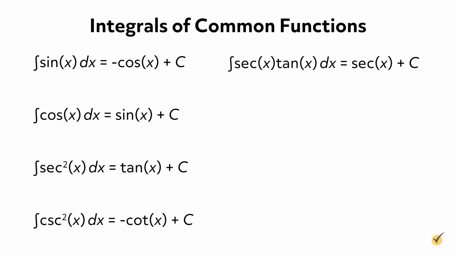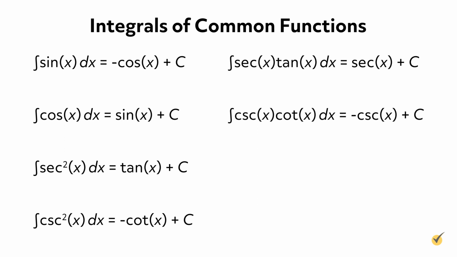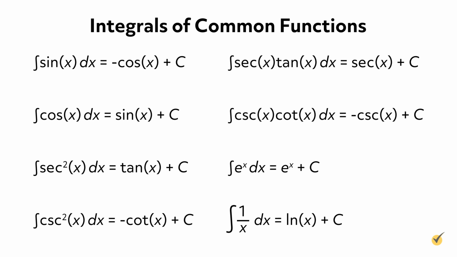The integral of secant of x times tangent of x is secant of x plus a constant c. The last trig integral I have for you is the integral of cosecant of x times cotangent of x, which is negative cosecant of x plus c. Since the exponential function e to the x is its own derivative, it should come as no surprise that it is also its own integral. And finally, the integral of 1 over x is the natural log of x plus c.